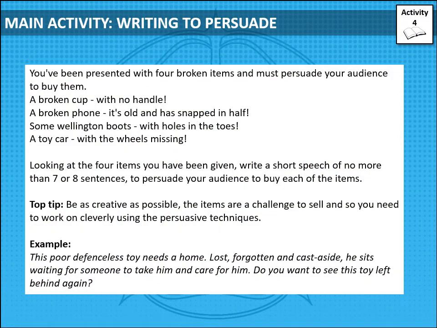Your final task today is to put your knowledge of the persuasive devices we covered in lesson 1 into action. You've been given 4 broken items that you need to persuade your audience to buy. So those items are a broken cup, which has no handle, a broken phone, it's old and it's snapped in half, some Wellington boots that have holes in the toes, and a toy car with the wheels missing.